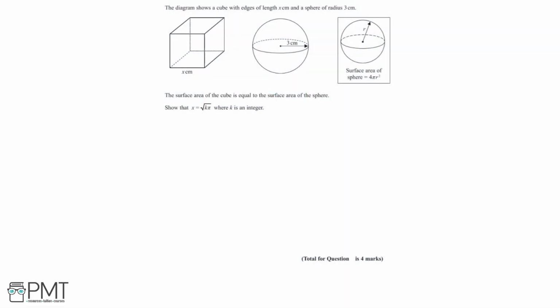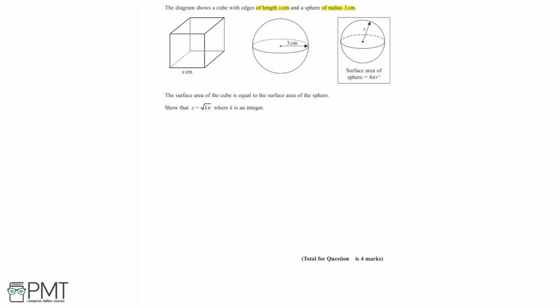In this question, we're given a diagram which shows a cube with edges of length x centimeters and a sphere of radius 3 centimeters. We're told that the surface area of the cube is equal to the surface area of the sphere. We're also told that the surface area of a sphere is equal to 4 pi r squared. We need to show that x is equal to the square root of k pi, where k is an integer.